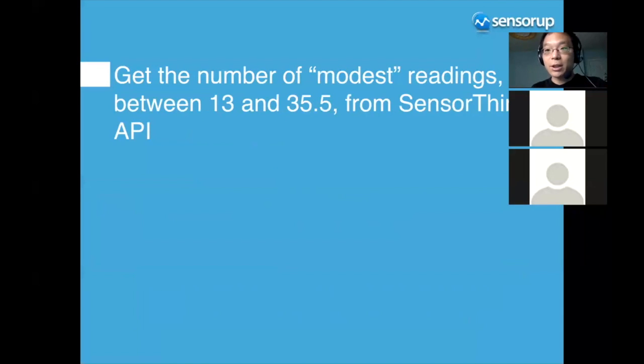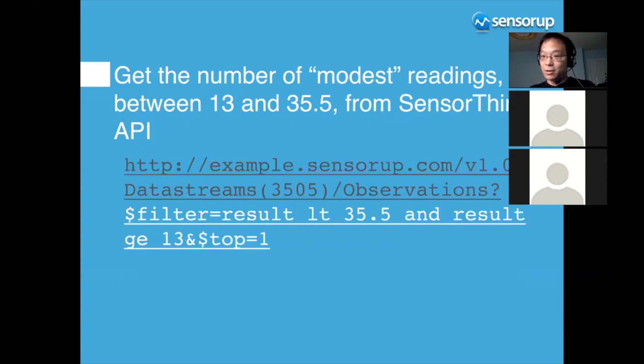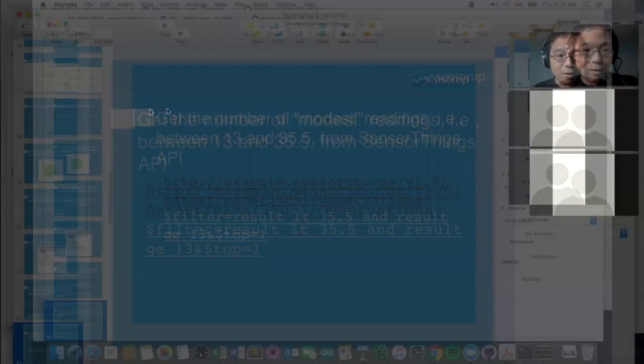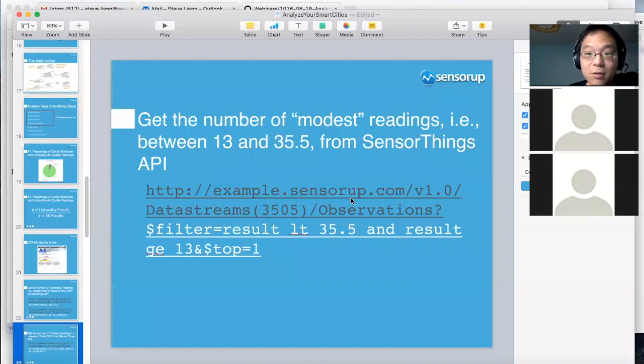So for the second step, we got the unhealthy ones. Let's get the moderate ones, between 13 and 35.5. How do we do that? Here is the query. Let me get my cursor back. Here's the URL pattern leading to the collection of observations. In this case, the filter is: the result less than, LT is less than 35.5, and the result is greater than or equal to 13. So you get that in between.